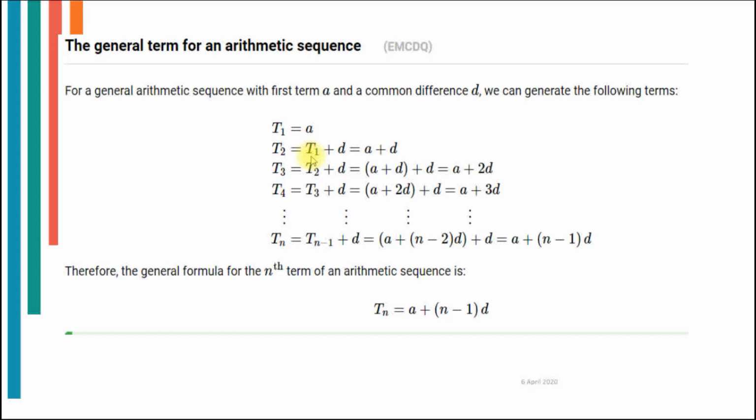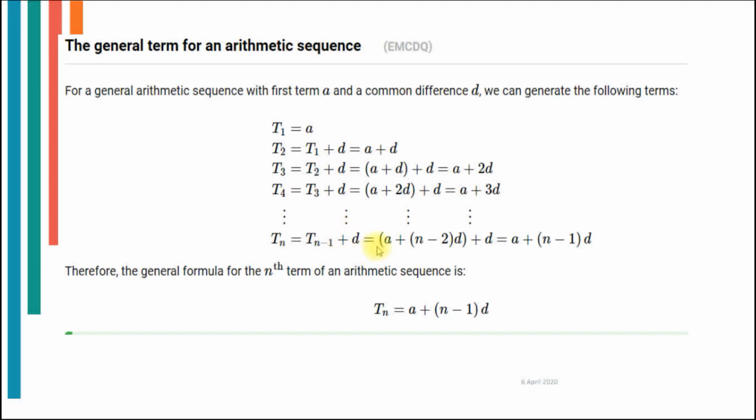And then for the third term, we'll take the second term there. That'll be equal to t2 plus d. Remember, t2 here we got as a plus d. So that'll be a plus d plus the d there. And then we get a plus 2d. Okay. And it continues and so on up until we get to tn. Right. So tn now will be equal to tn minus 1, because this tn minus 1 is coming from the previous term, the term before tn, right? And then we're going to add our d there.